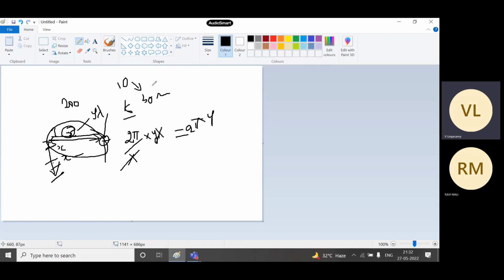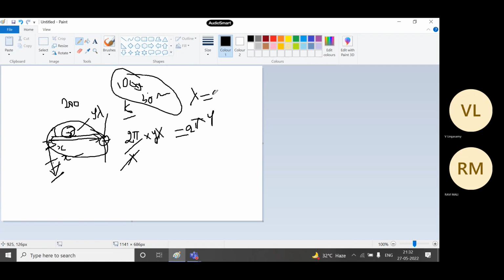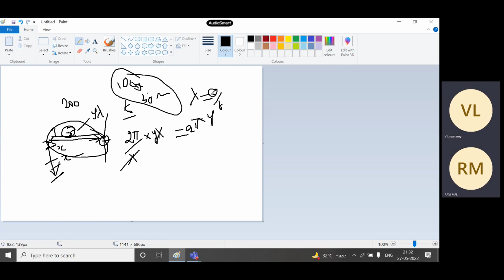This is the free space wavelength, right? For 10 gigahertz, 30 mm is the free space wavelength. So what is free space wavelength? Lambda is equal to C divided by F, where C is the free space velocity. But actually we have to calculate lambda g, the guided wavelength, right? So how do you calculate guided wavelength? Lambda naught divided by square root of epsilon r.